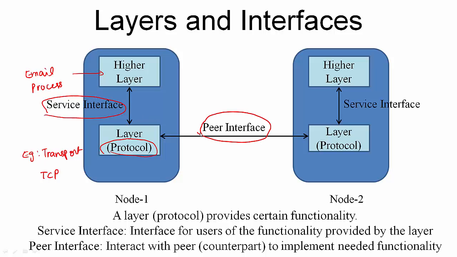The peer interface is used to interact with the counterpart that is typically implemented on some other node. For example, the transport protocol that is running on node 1 interacts with the transport protocol that is running on node 2 through the peer interface. Now, why do we need a peer interface? Let me explain it through an example.